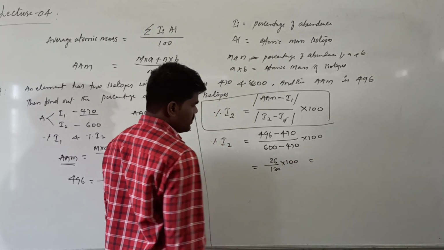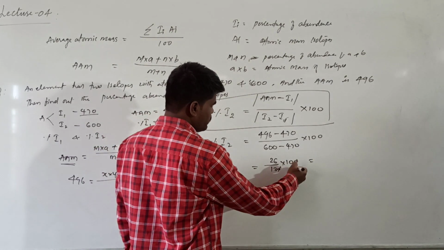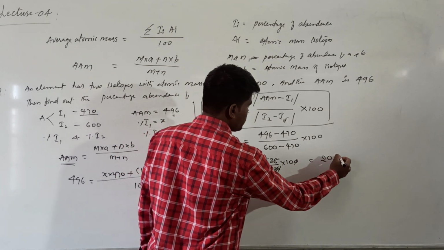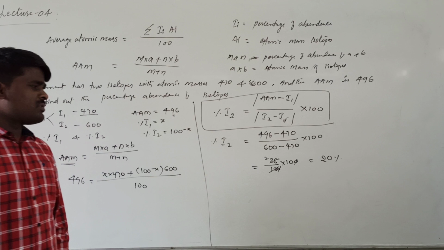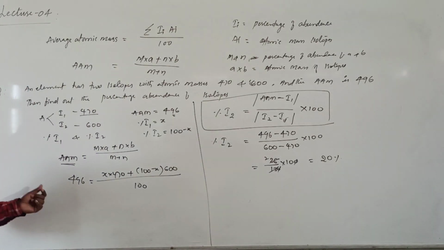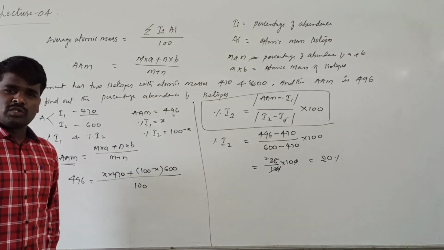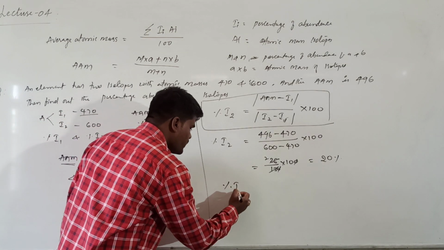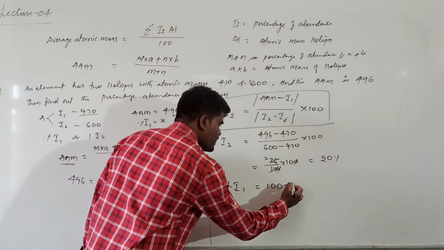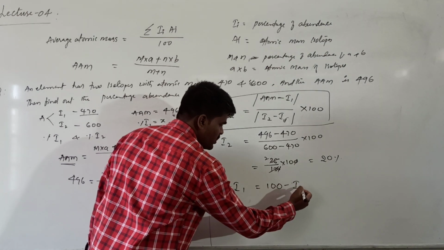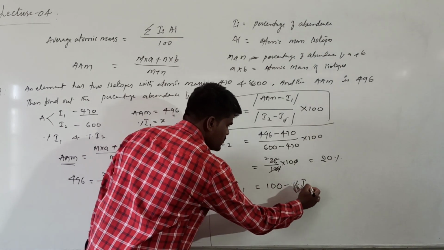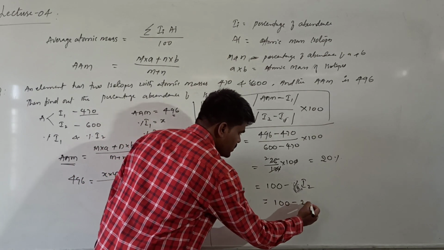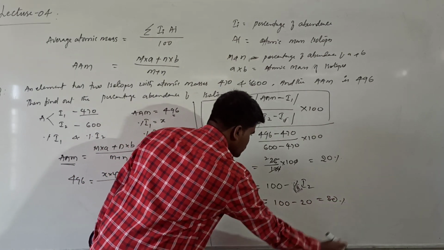On simplification, how much do we get? You get 20%. The percentage abundance of the second isotope has come to 20%. If it has come to 20%, what about the percentage abundance of the first isotope? It will be 100 minus the percentage abundance of the second, so 100 minus 20, which comes to 80%.